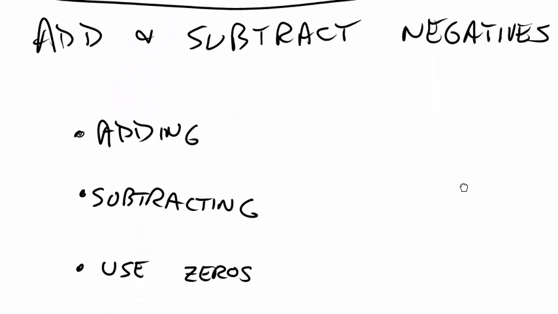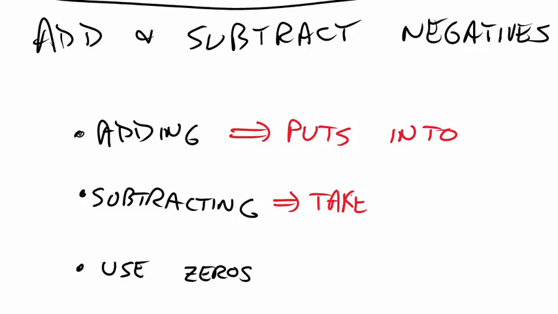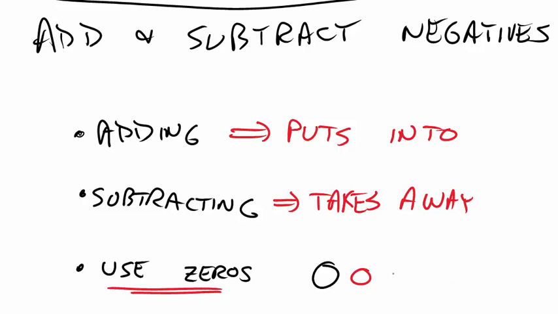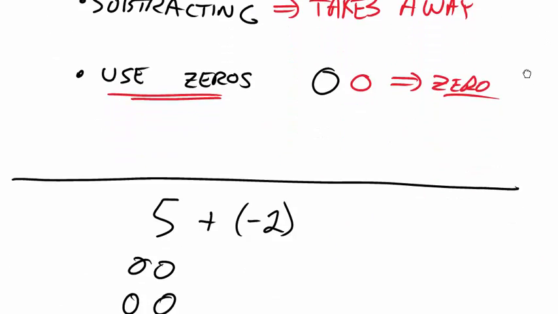So remember, adding always puts into a pile. Subtracting always takes away. And we're going to make a lot of use of 0. And remember, a positive 1 and a negative 1 together give us a 0. So I will put in zeros and take away zeros as much as I need to.